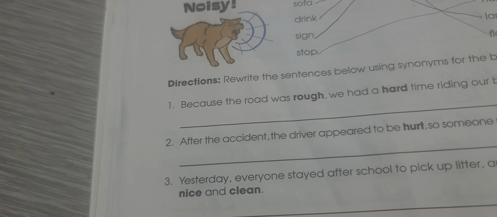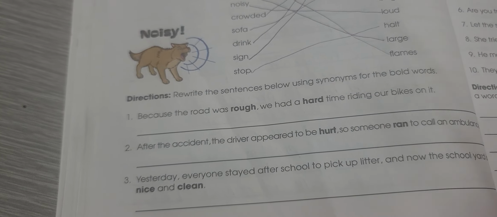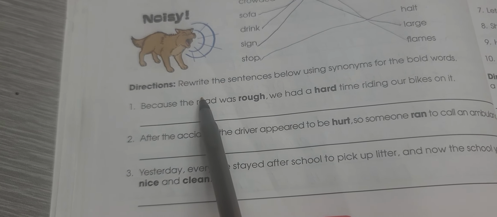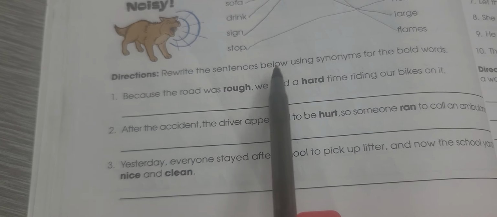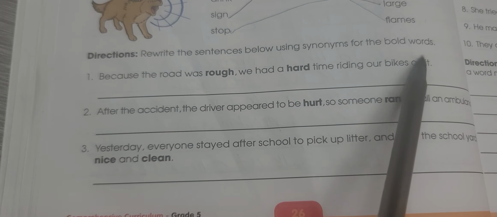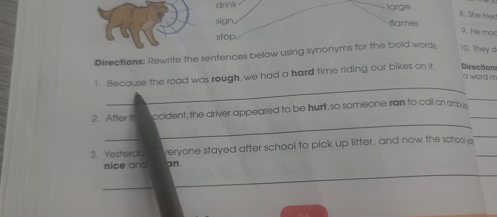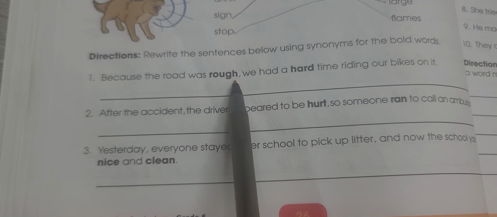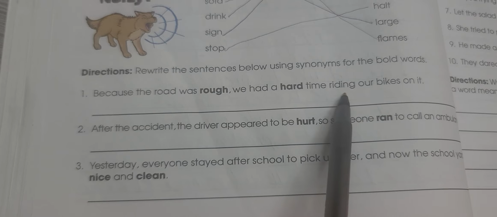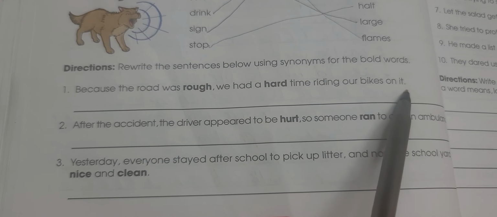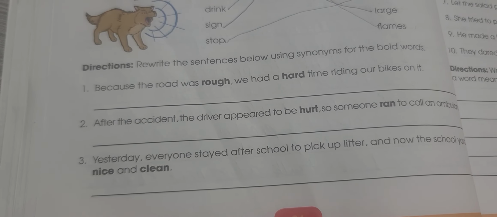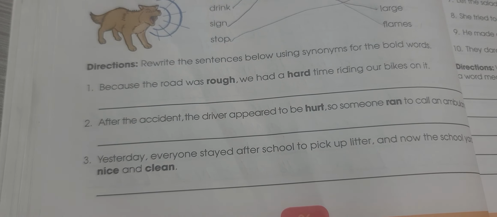All right, and so now we're at the bottom of our page. And the bottom of our page says, directions, rewrite these sentences below using synonyms for the bold words. Number 1, because the road was rough, we had a hard time riding our bikes on it. So think about how you would rewrite that sentence.